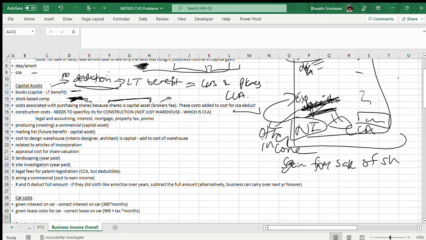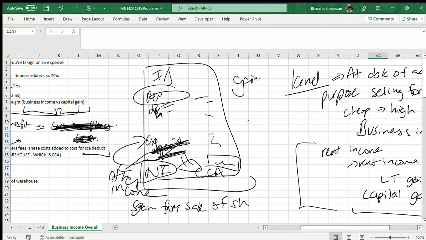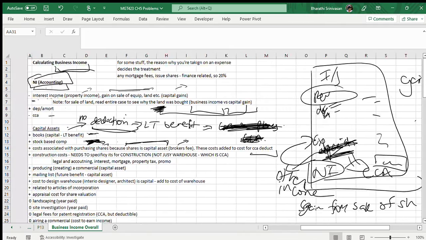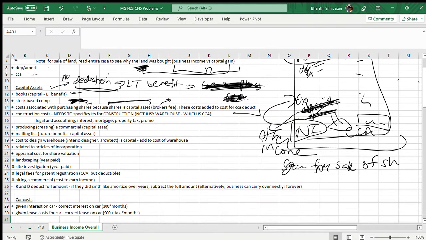Wait, shares are CCA deducted? Okay, I think I messed up this cars and planes CCA. I'm mixing stuff up, because there are all the CCA classes, like class 1, 2, 3. I think I was wrong about that. Anyway, so cars, shares, the capital assets, you have to add that back.